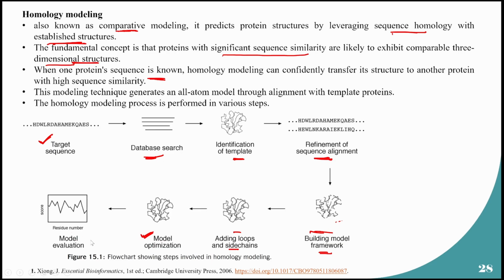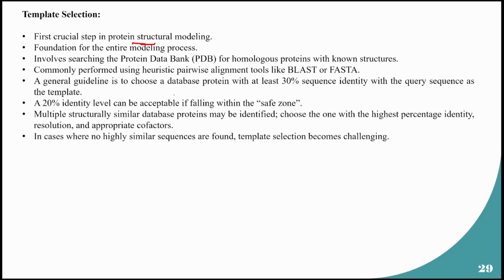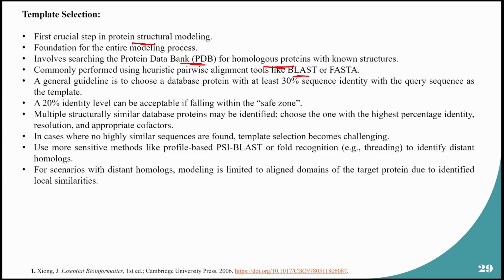Now, if you go over these points individually, you will see that template selection is the first step in homology modeling, because once you have a template, you will carry on with that for the entire modeling process, right? It will involve searching the Protein Data Bank for homologous proteins with known structures. It will use alignment tools such as BLAST or FASTA. And then there are some guidelines, for example, at least 30% sequence identity, and at least 20% can be called the safe zone, right?